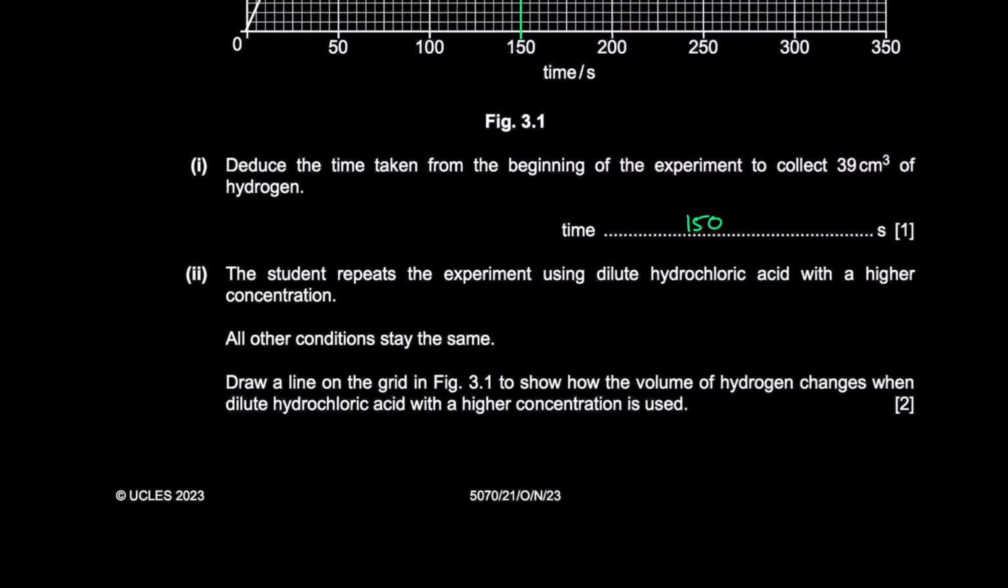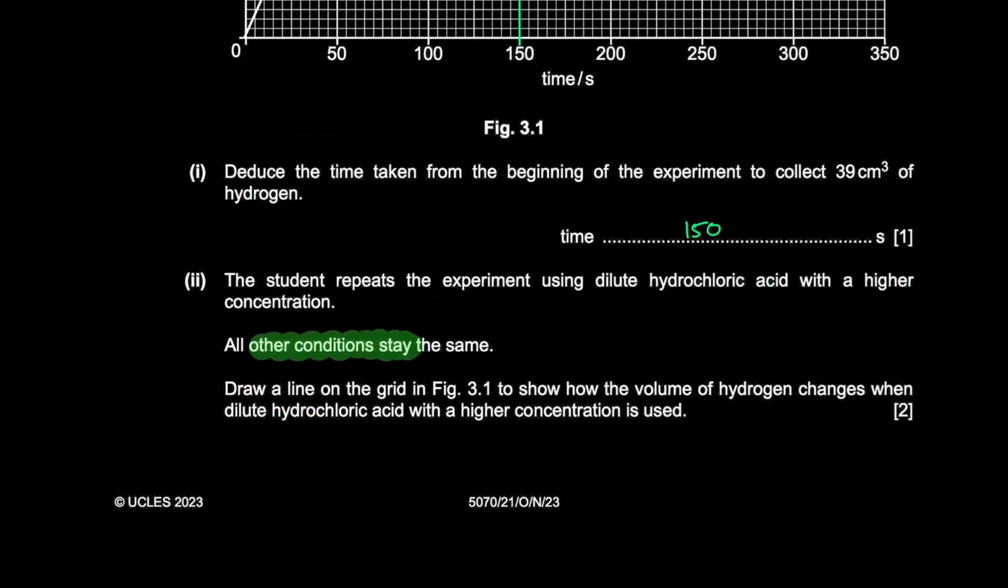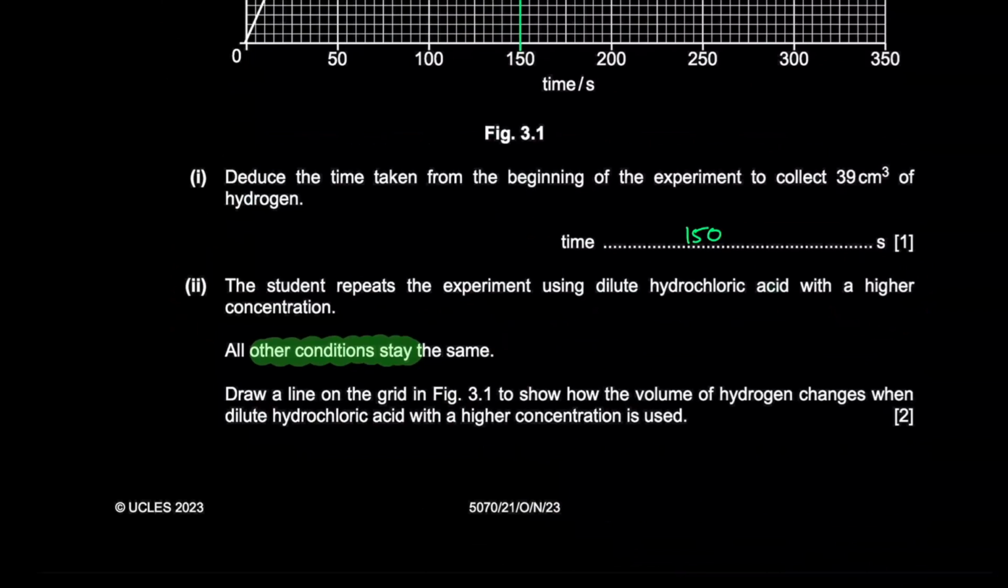The student repeats the experiment using dilute hydrochloric acid with a higher concentration. All other conditions stay the same. Draw a line to show how the volume changes when dilute hydrochloric acid of a higher concentration is used.